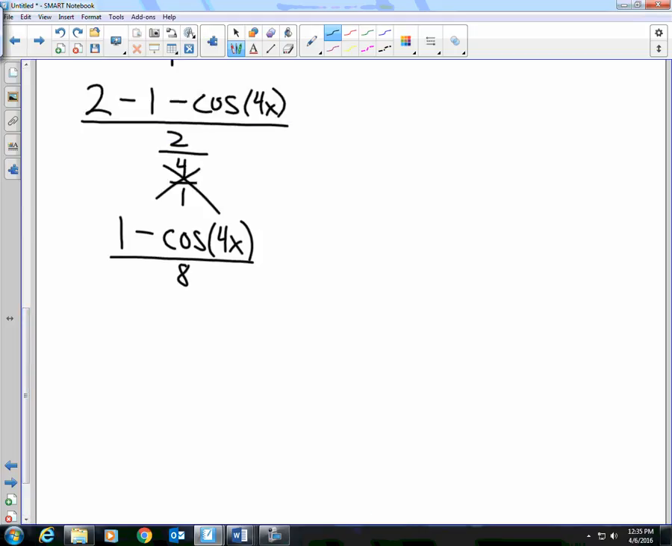Get rid of the 4 over 1 by multiplying by 1 over 4. 4 times 2 is 8. Now, I will give you 3 options as to how you can leave your answer. Number 1, you can leave it like this. Second of all, you could leave it as 1 over 8 minus 1 over 8 times the cosine of 4x. So I just divided through by 8. Or you can factor the 1/8 out and write it like this.